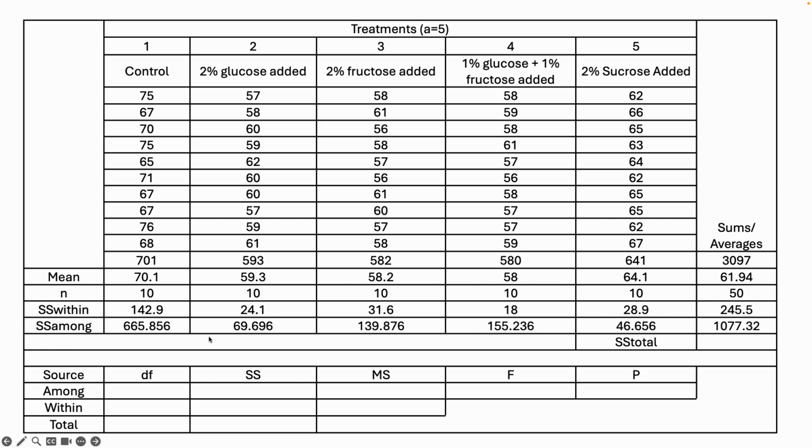Sums of squares among, once again, this is the weighted differences between the mean and the grand mean squared. Those add all up to 1,077. These values transfer down into the ANOVA table, and we see that there is a lot of variation that is accounted for by differences among treatments and very little variation that is found within treatments, which leads us to a very large F statistic, which ends up being very significant.